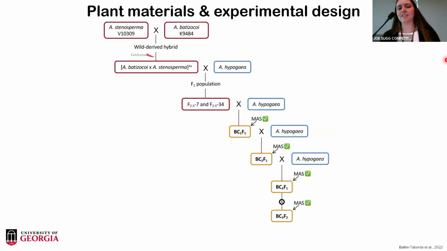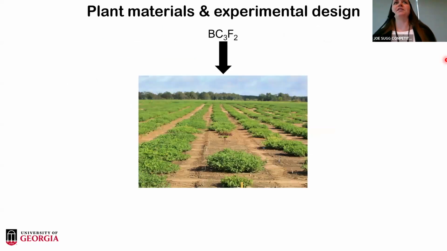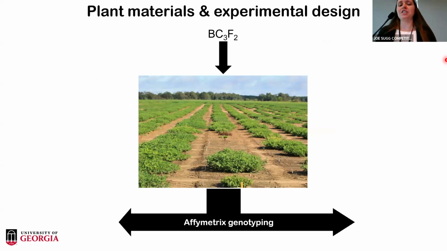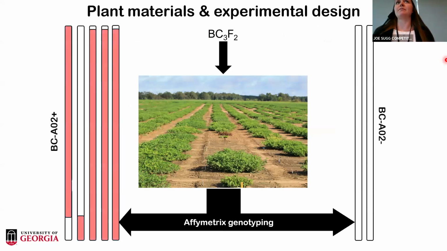From the F2 population that was developed before, recurrent backcrossing was done with marker-assisted selection at each generation up through the BC3 F2, at which point the plants were taken to the field for a couple years and evaluated for yield and disease resistance. The most promising lines were then selected for genotyping and sorted into two groups based on the presence or absence of introgression in chromosome AO2.